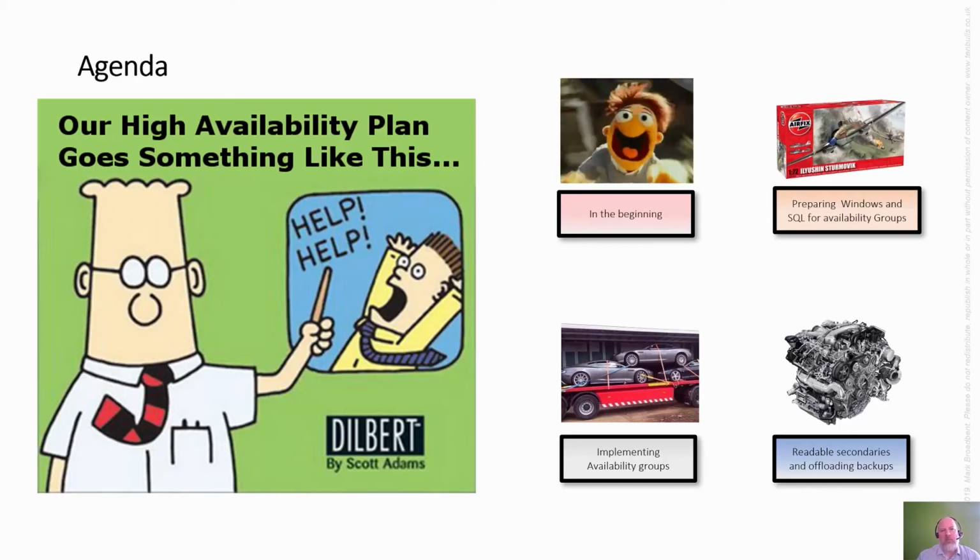We're then going to focus on how on earth we implement availability groups, and then we're going to finally look at some of the benefits of availability groups and what we can actually utilize them for. Clearly we've got HA when we set things up, but we've also got some scale and we can offload backups and a few other things. So we'll look at that in a bit more detail.